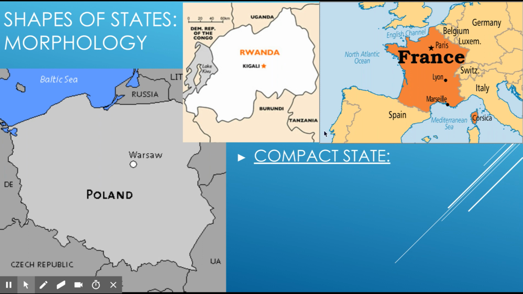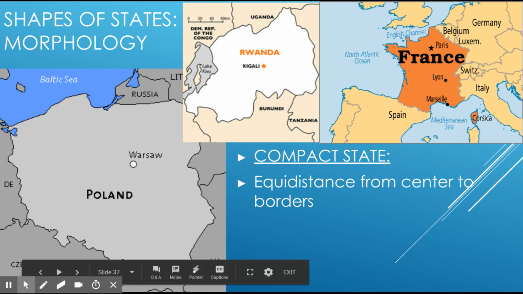And you may think compact means small, and you would be wrong. Basically, a compact state is any state that is more or less equidistant from the center to all parts. So if you take a look over here at France, you can see that from the center, it's more or less the same distance to the edges of France. Is it a little different? Yeah. Poland is probably the best example of this. It's pretty much as close to a circle as you can get in a state.